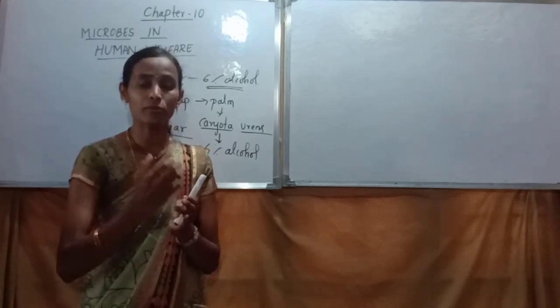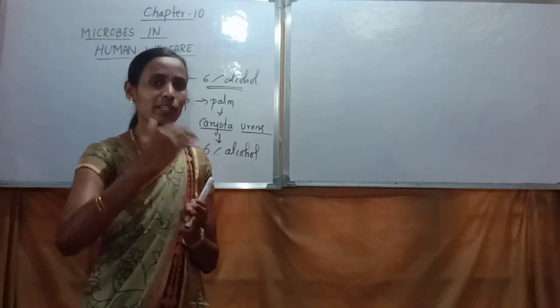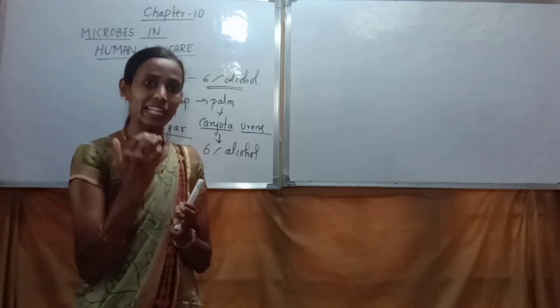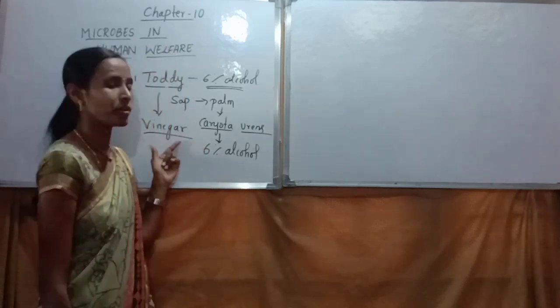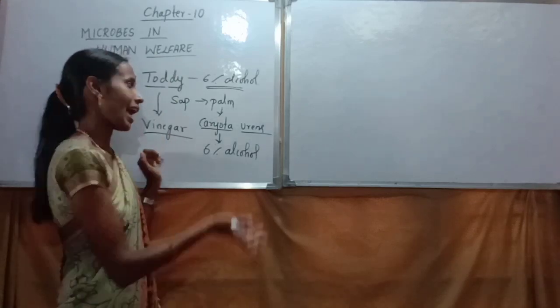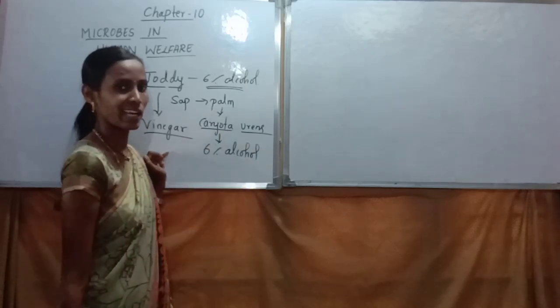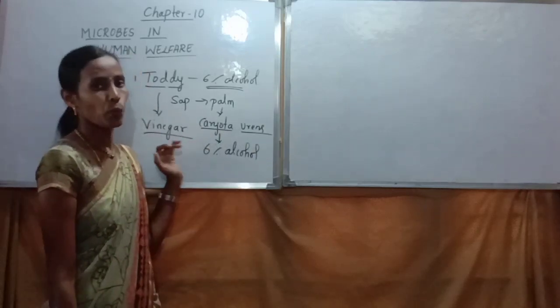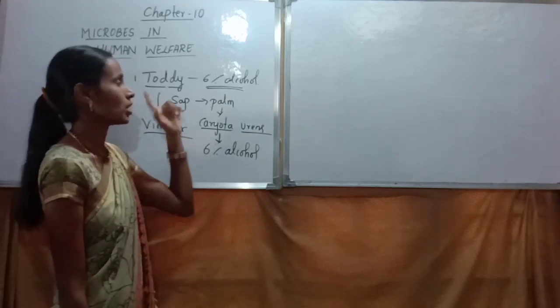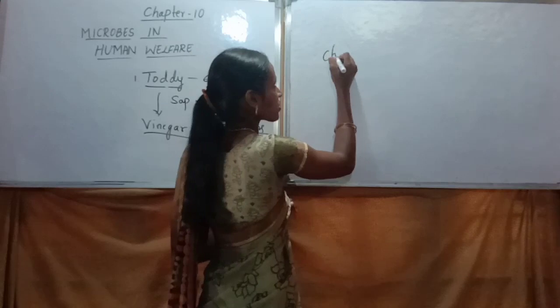If it is allowed for a few more days or few more weeks, the alcohol content gets converted into acetic acid, and that acetic acid is nothing but vinegar. So, in the vinegar, the main content is acetic acid. When the ethyl alcohol gets converted into acetic acid, it is used as vinegar. This is about toddy. And next, we are discussing cheese.